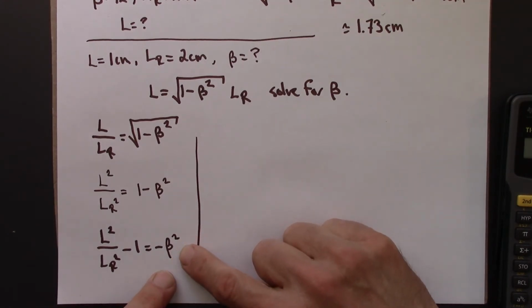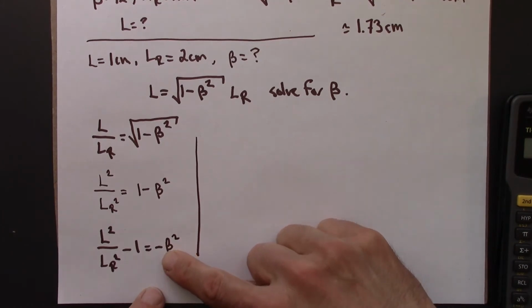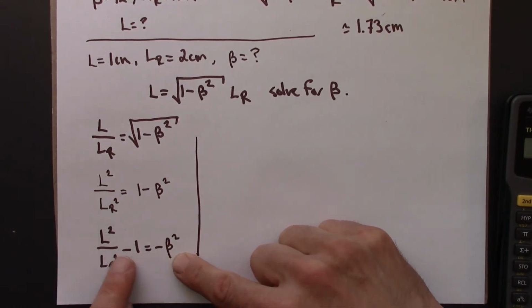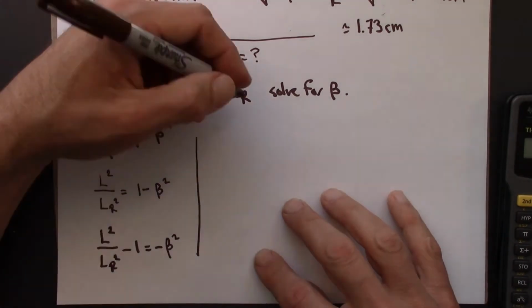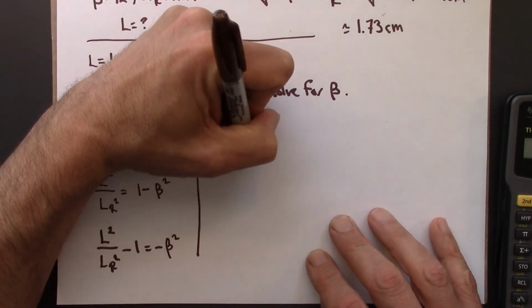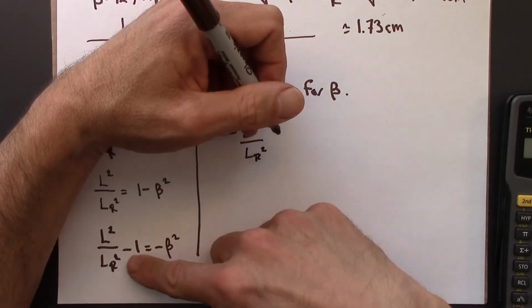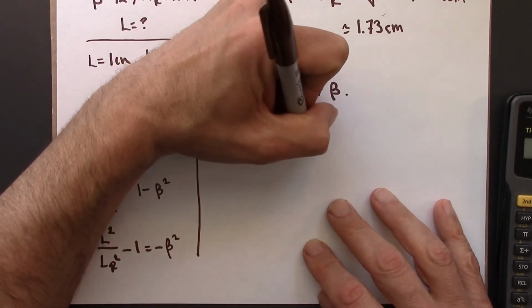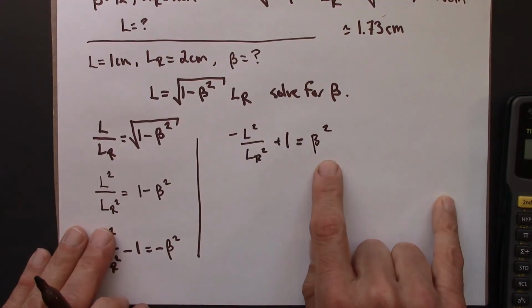Then, again, we want to get beta squared by itself. I'm going to want to take a square root, but this minus sign makes me a little queasy. Let's multiply through by minus 1. Just flip the signs of everything. That's also a legal algebraic move. So I'm going to have minus L squared over LR squared. The minus becomes a plus, and this minus becomes a plus.